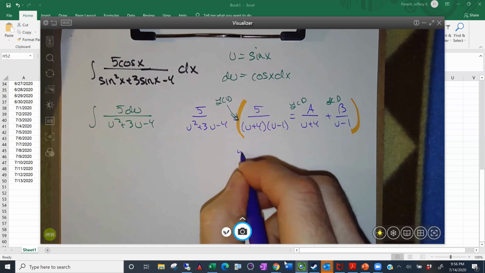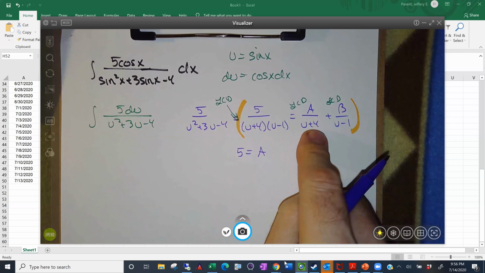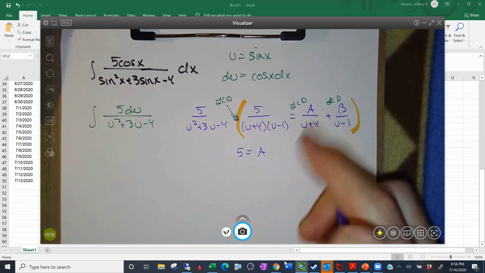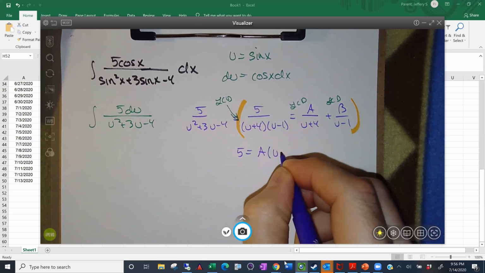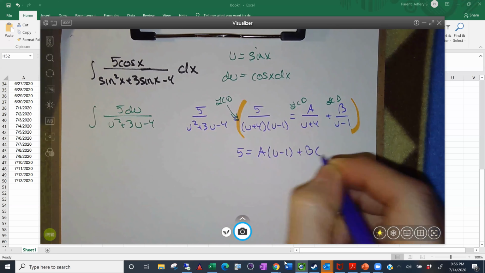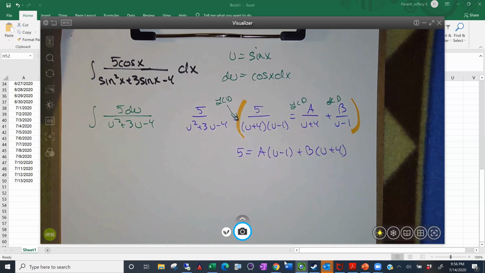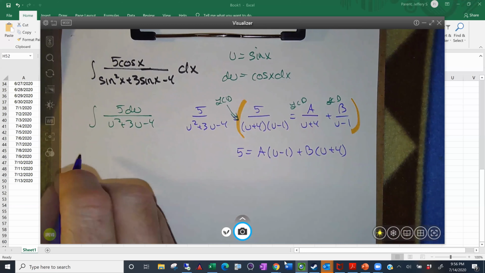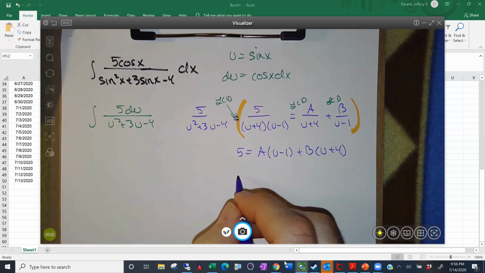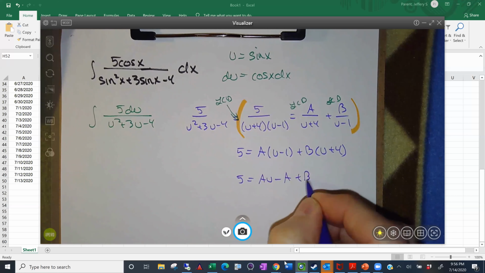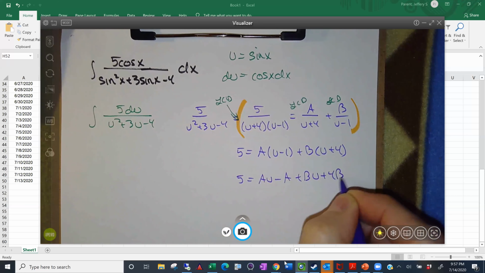All right, 5. Now the u plus 4 is going to cancel from my LCD here. So it's going to be A times u minus 1 plus B times u plus 4. Now the way we solved this before, and the way you're going to have to solve some of these, is to equate coefficients, and that's fine. So if you wanted to do that, that would look like this: 5 equals Au minus A plus Bu plus 4B.